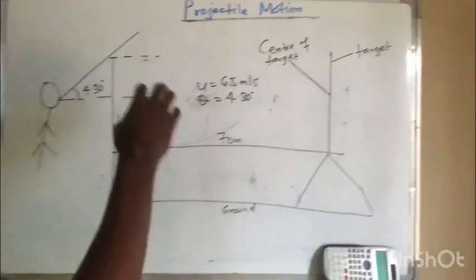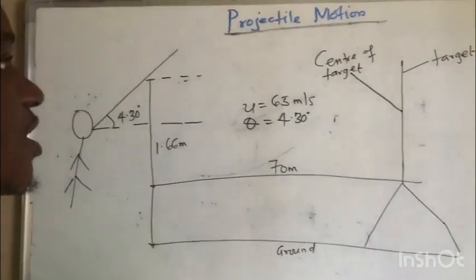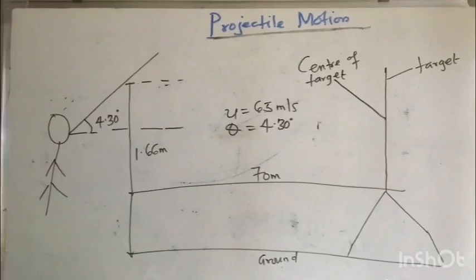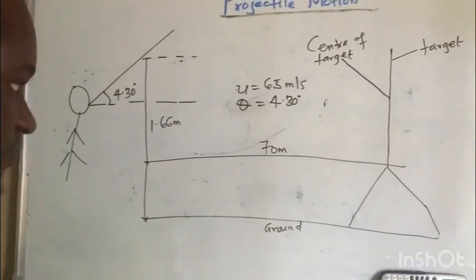As the definition we have it, a projectile motion is the motion of an object in a parabolic path, and the path of a projectile is what we refer to as a trajectory.